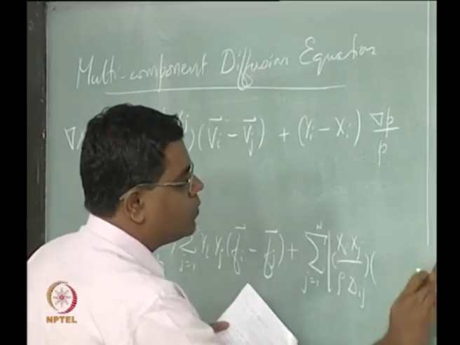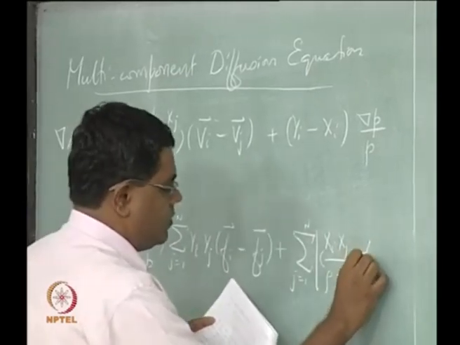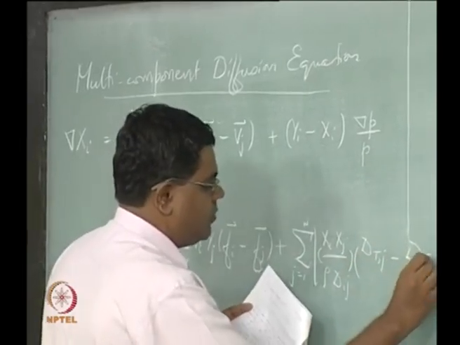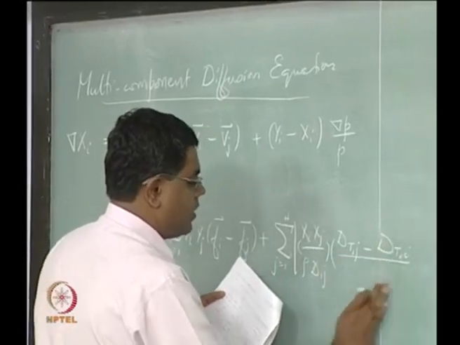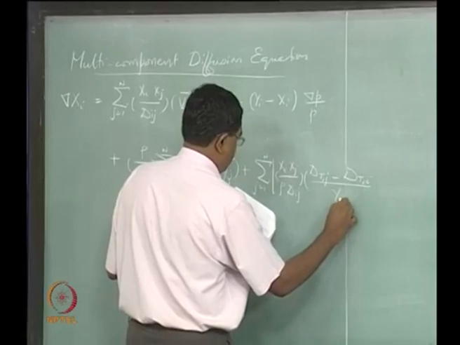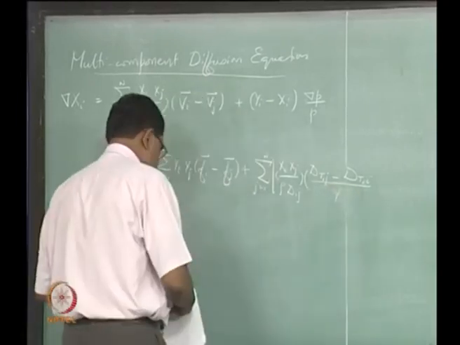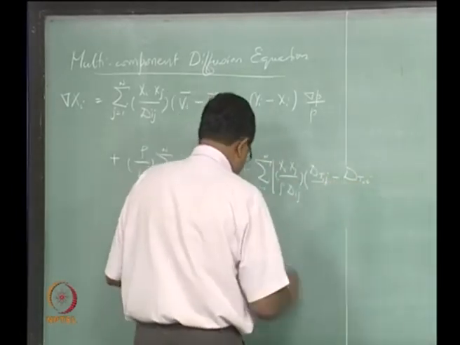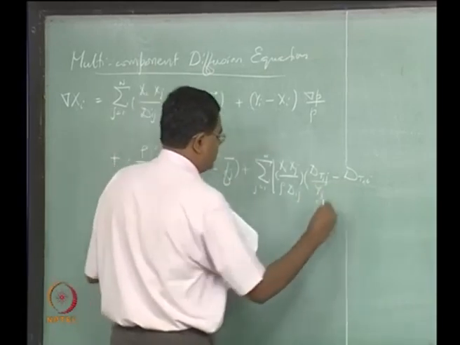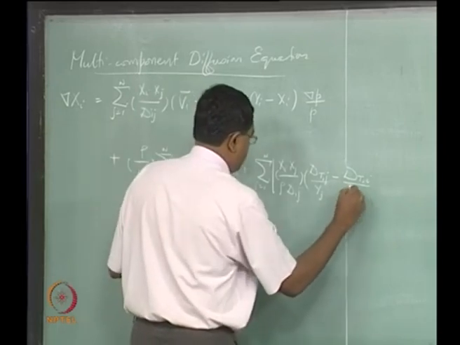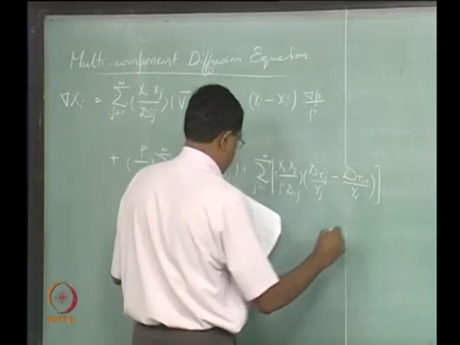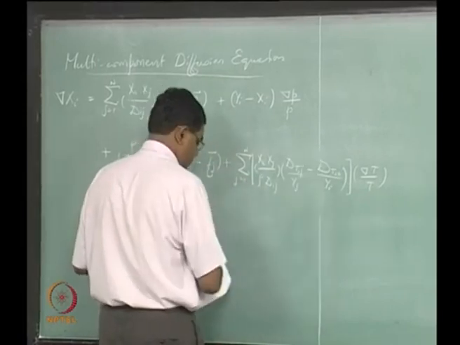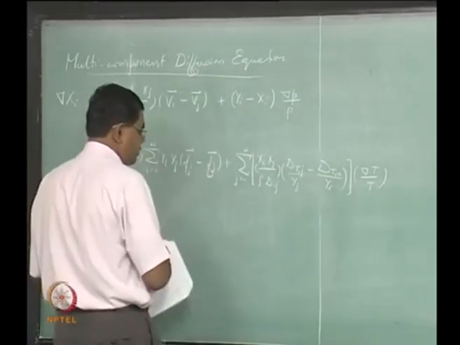times (DT,j over yj minus DT,i over yi) times gradient T divided by T. Sorry, this ought to be like this.